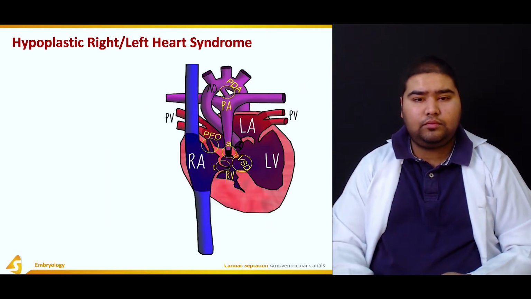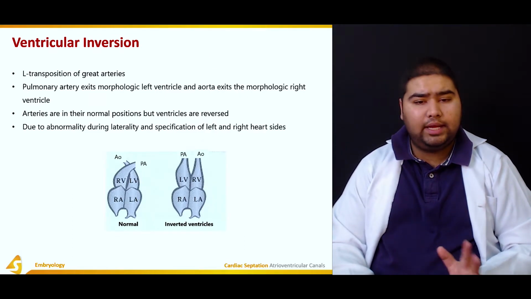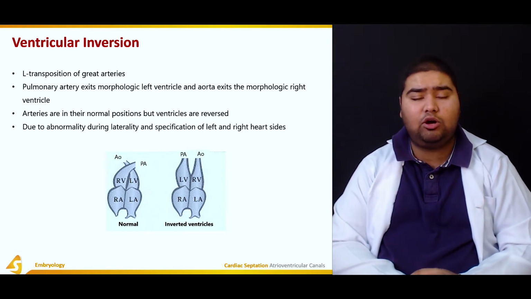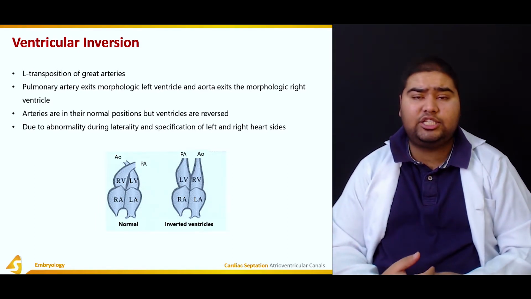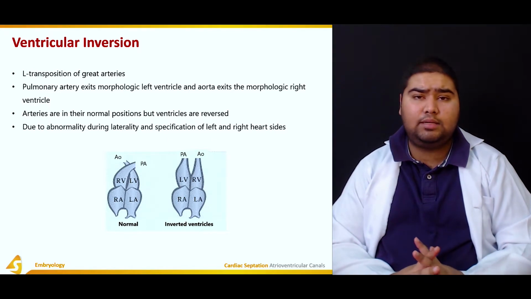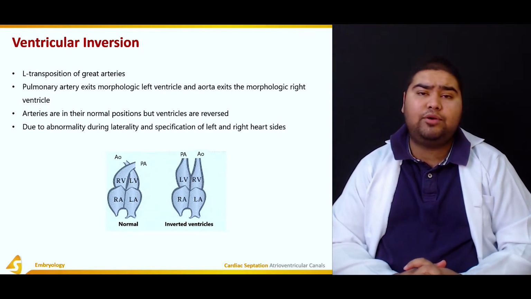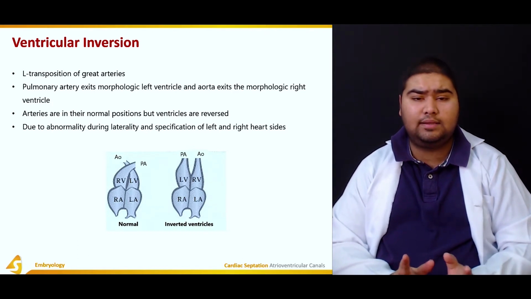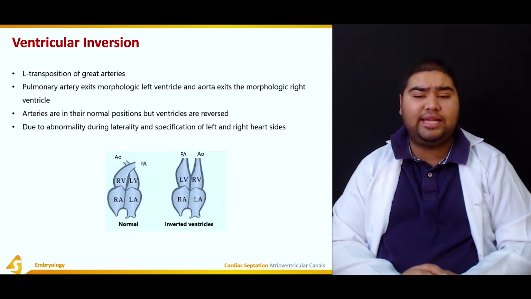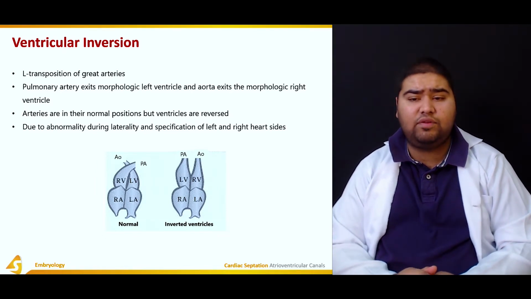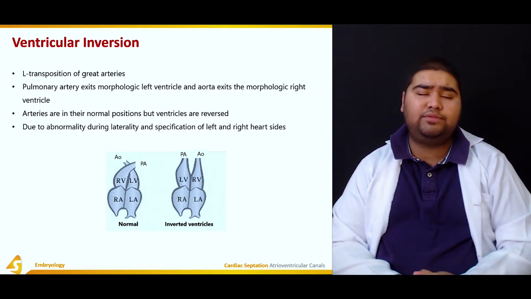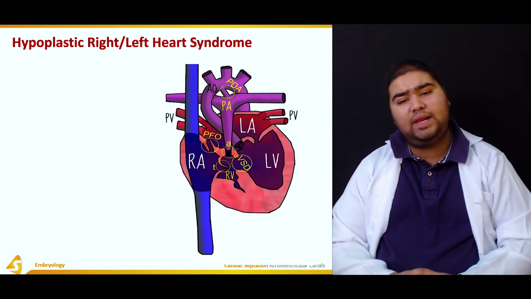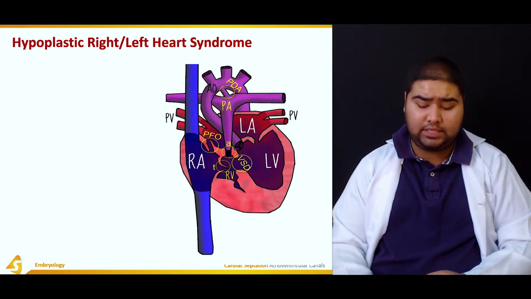So what is the cause of this? It is due to an abnormality during laterality. Laterality is the process during which the embryo establishes its axis, and it's very important. If there are any problems with laterality or specification of the left and right sides of the heart, this ventricular inversion may take place. So now we'll talk about hypoplastic right and left heart syndrome.